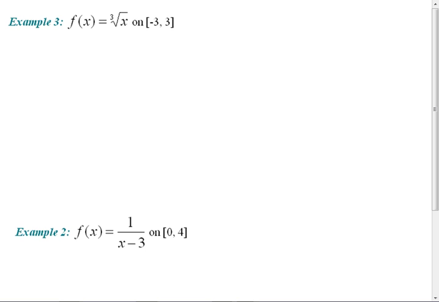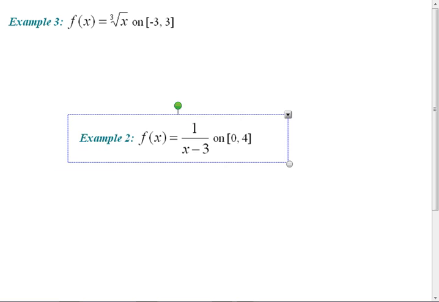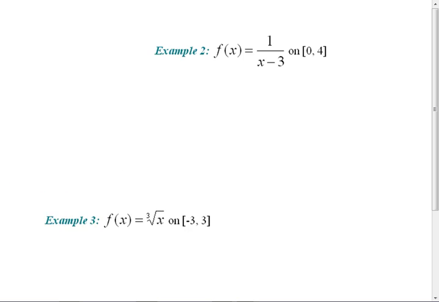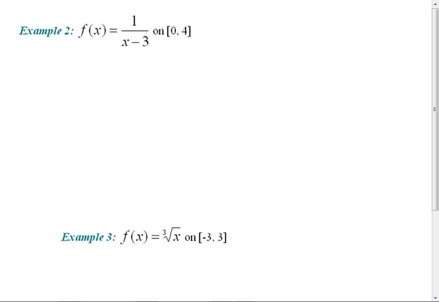What about that one? Whoops, I think I'm missing example 2. Oh, there it is. There we go. I'm happy. Okay. David, please put your feet down.